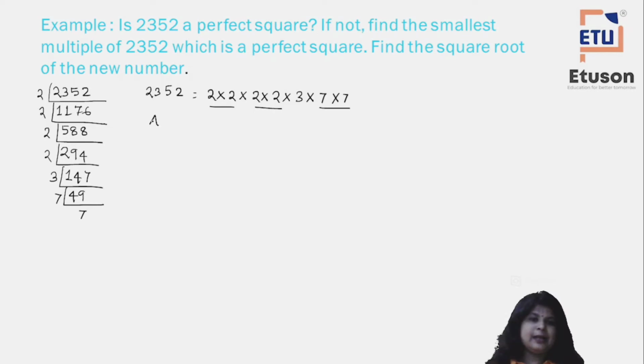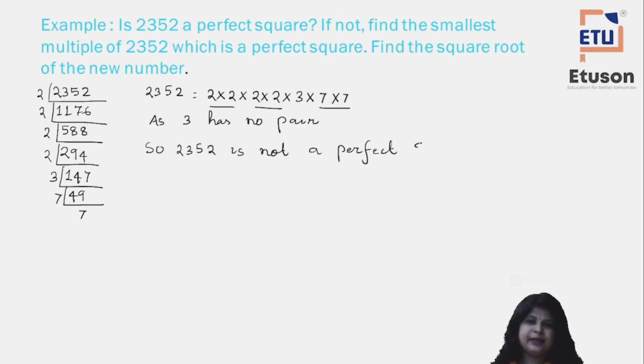So as 3 has no pair, 2352 is not a perfect square. One more thing here I will tell you.